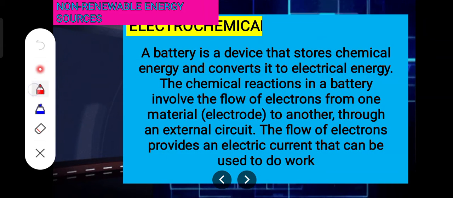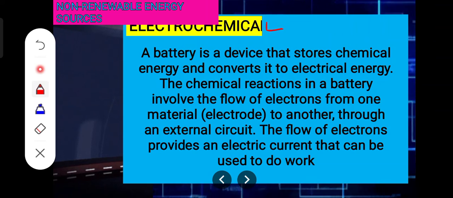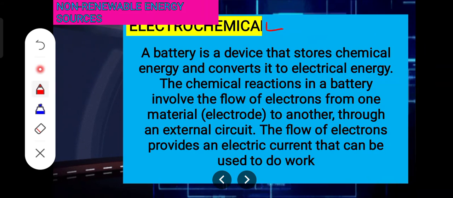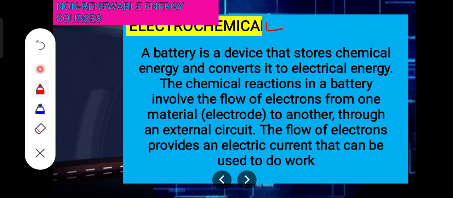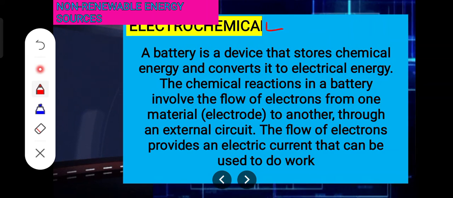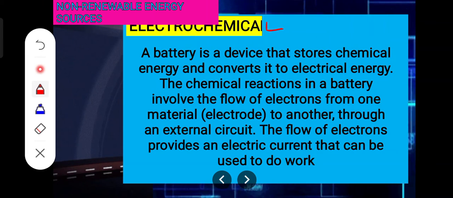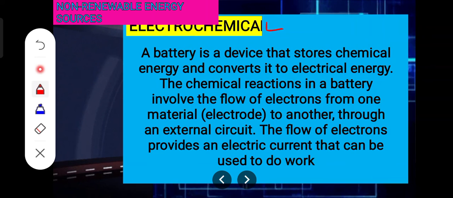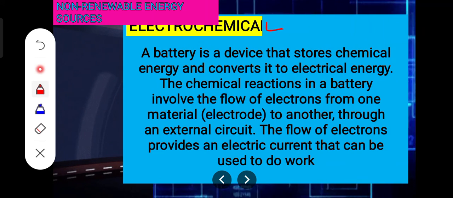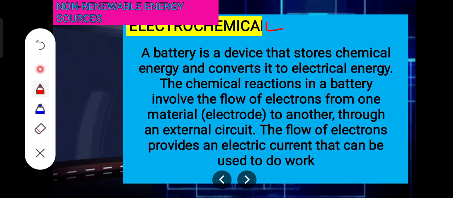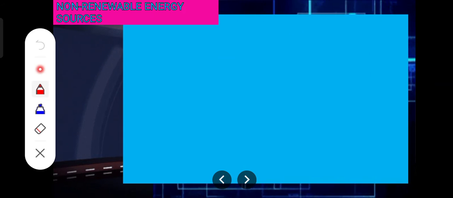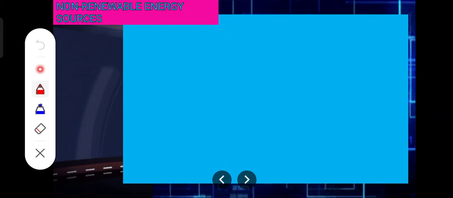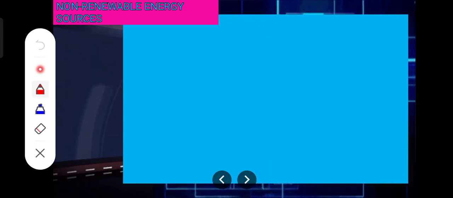Next, we have here the electrochemical. A battery is a device that stores chemical energy and converts it to electrical energy. The chemical reaction in a battery involves the flow of electrons from one material to another through an external circuit. The flow of electrons provides an electric current that can be used to do work. There are three main components of a battery. We have two terminals made up of different chemicals.